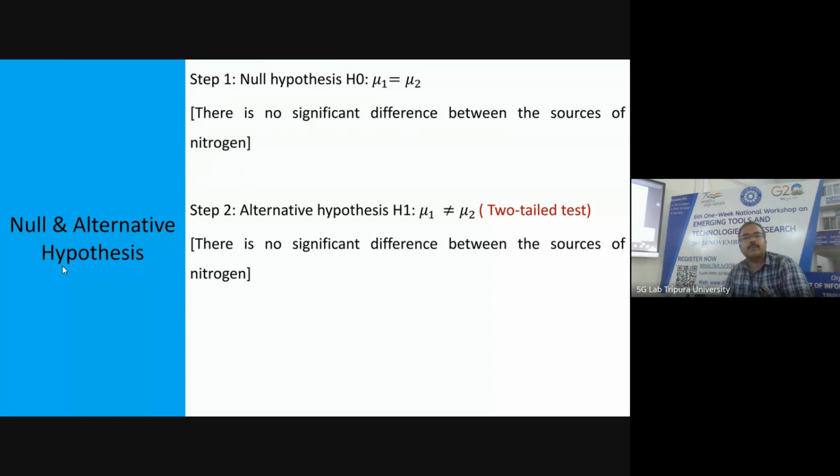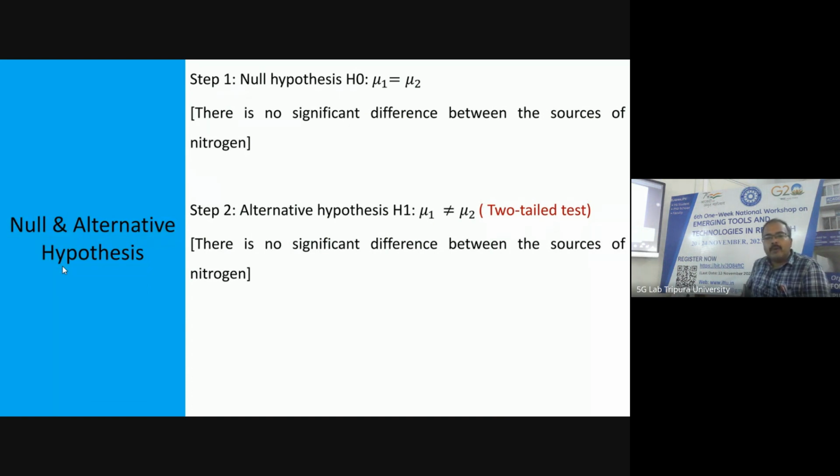First, you have to set up the null hypothesis. The null hypothesis automatically is mu 1 equal to mu 2. That means there is no difference. Technically we say mu 1 equal to mu 2, but it has a meaning, because ultimately you have to come back to your statement and write in terms of a statement itself. So if the question is a statement, the answer will also be a statement. In between, you are using certain statistical, mathematical, quantitative or qualitative data, and come up with a conclusion which is statistically supported. See, in the bracket it is written, there is no significant difference between the sources of nitrogen. Obviously, the alternative hypothesis will be exactly the opposite, where mu 1 is not equal to mu 2.